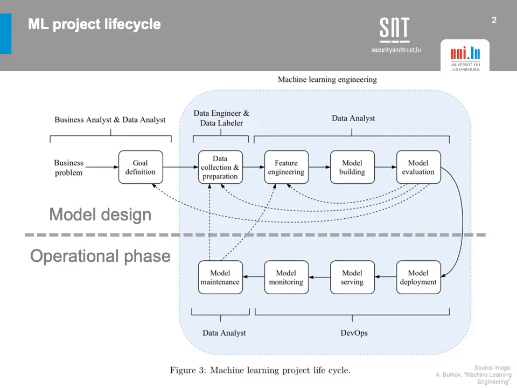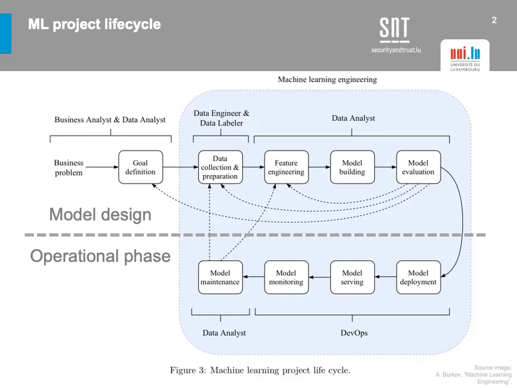So here you can see that we have different steps of machine learning projects that follow each other and that are related by arrows. Let's see first that we have two big phases: the model design one on the upper part and the operational phase on the lower one. The model design part is basically the building iterations of a model, and the operational one is deploying and monitoring the model.